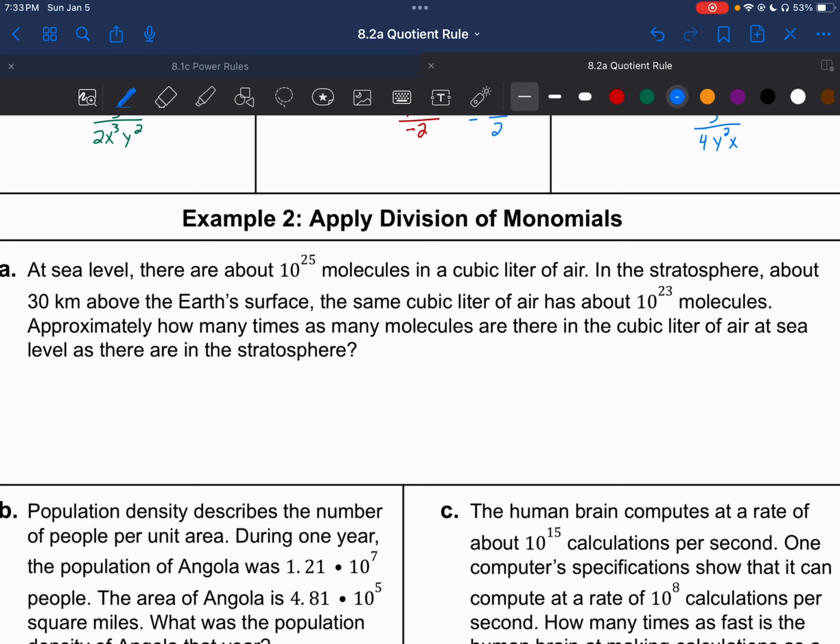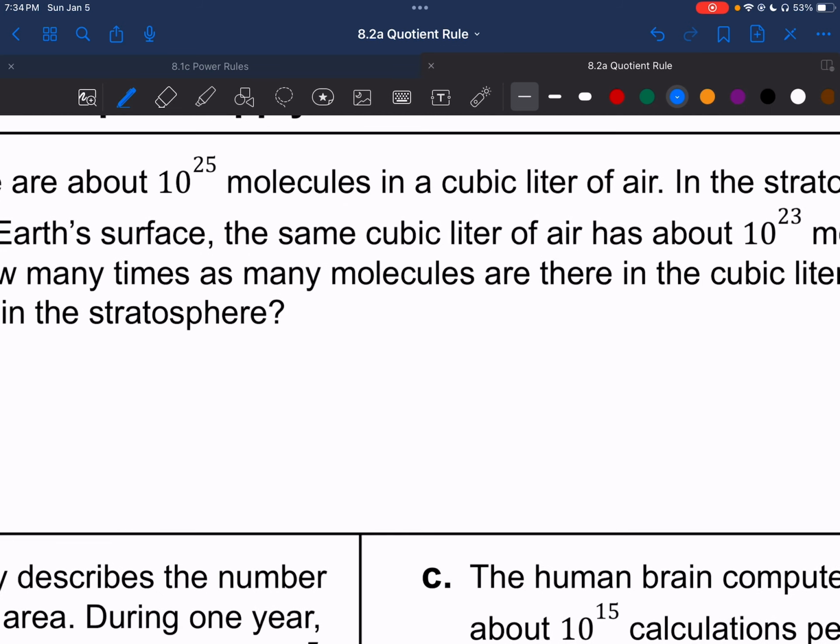Approximately how many times as many molecules are in the cubic liter of air at sea level as there are in the stratosphere? So to find this, we're going to need to do sea level over stratosphere.